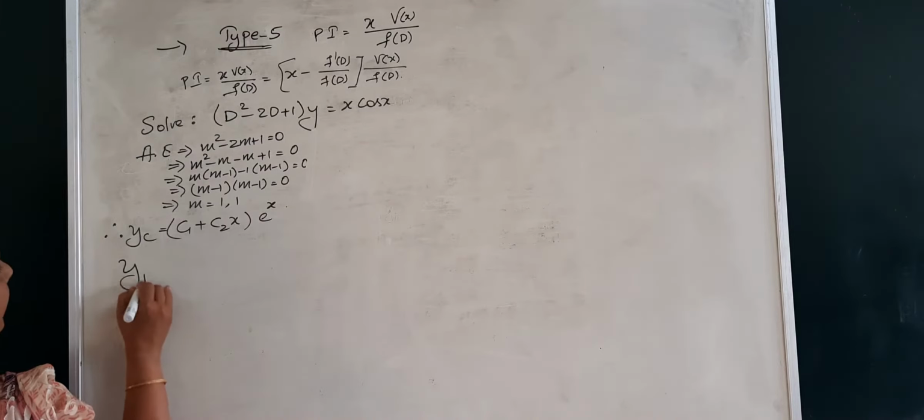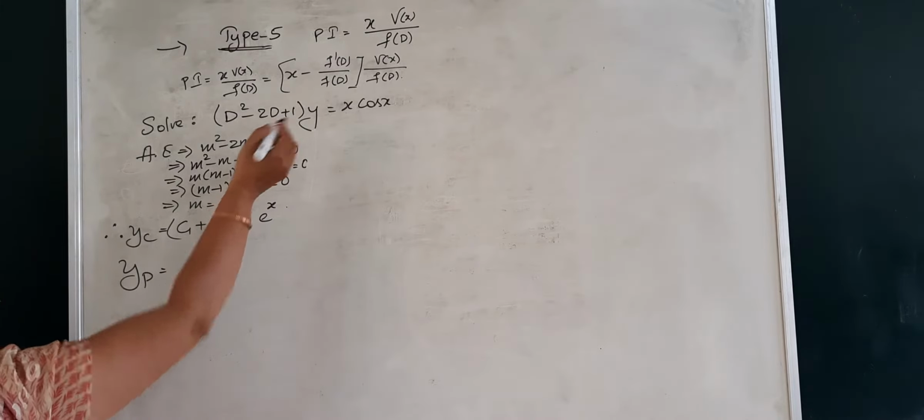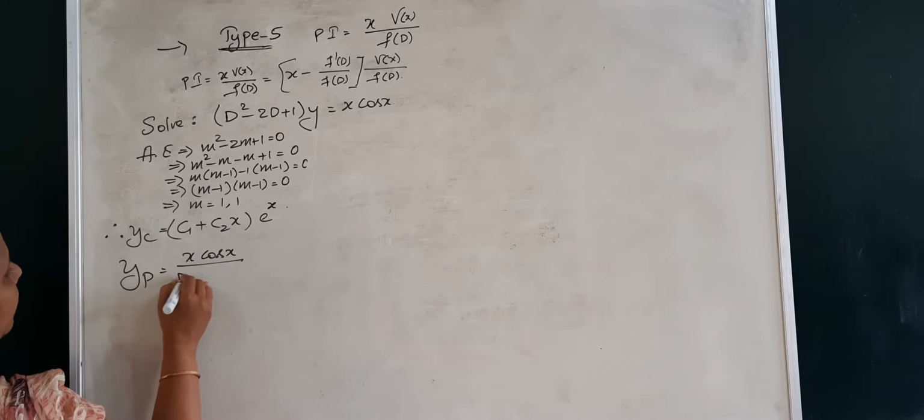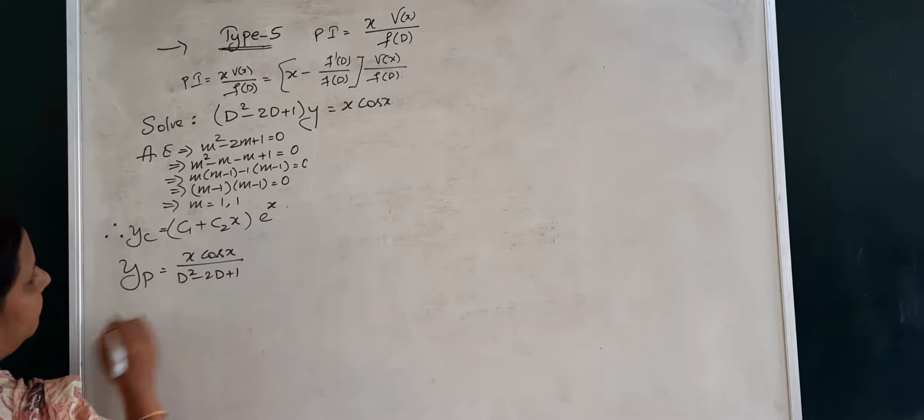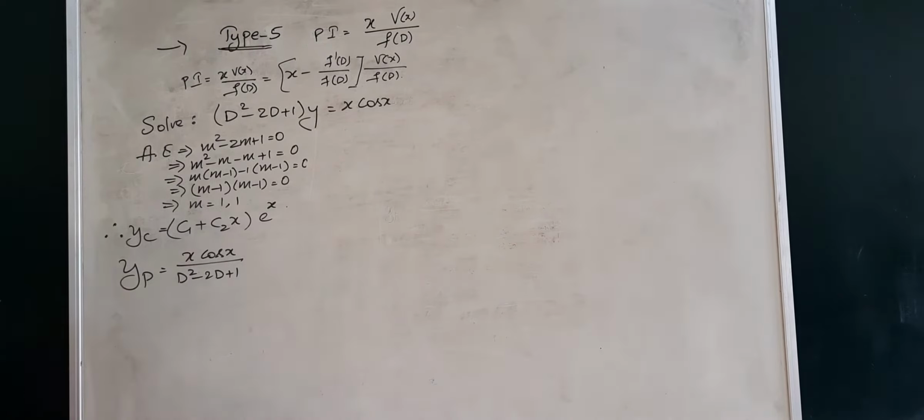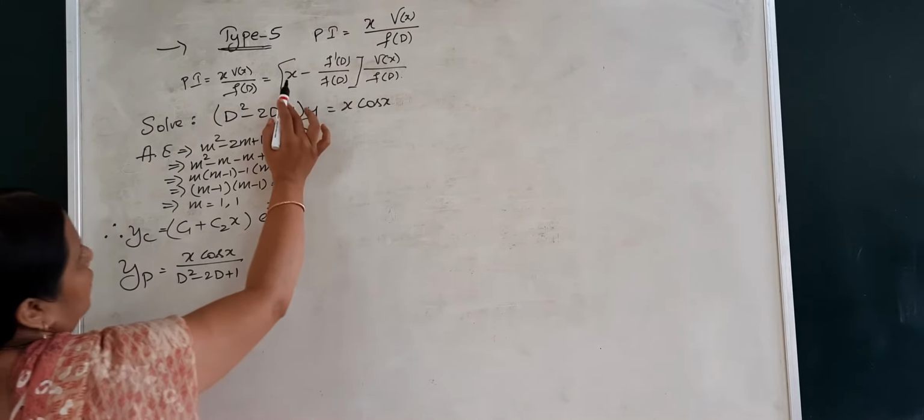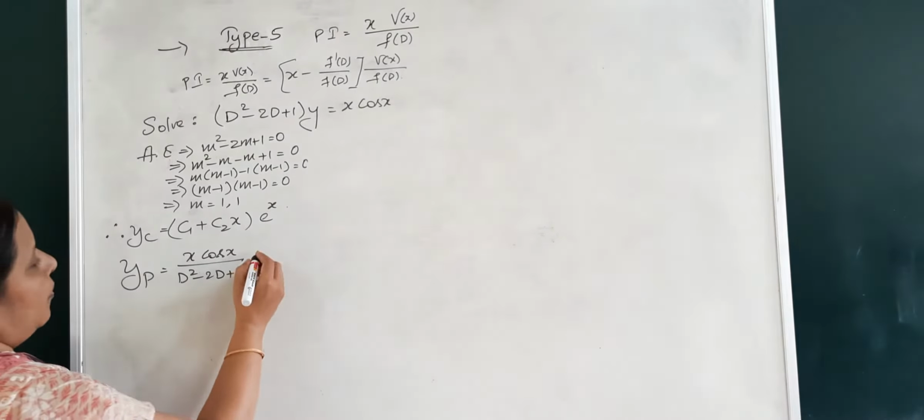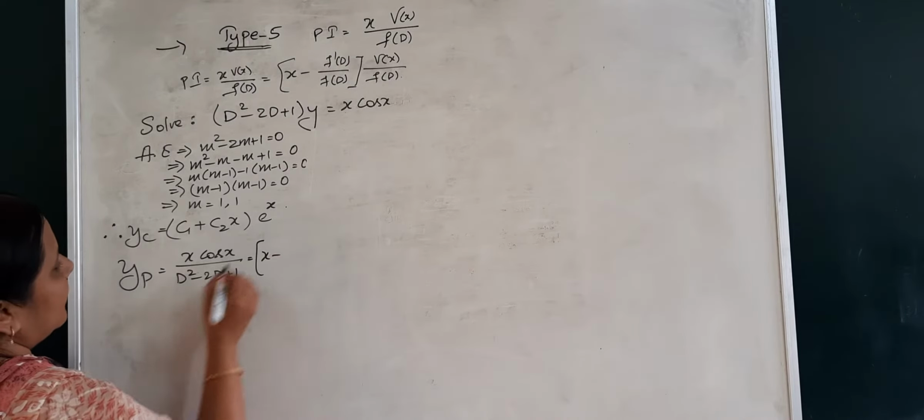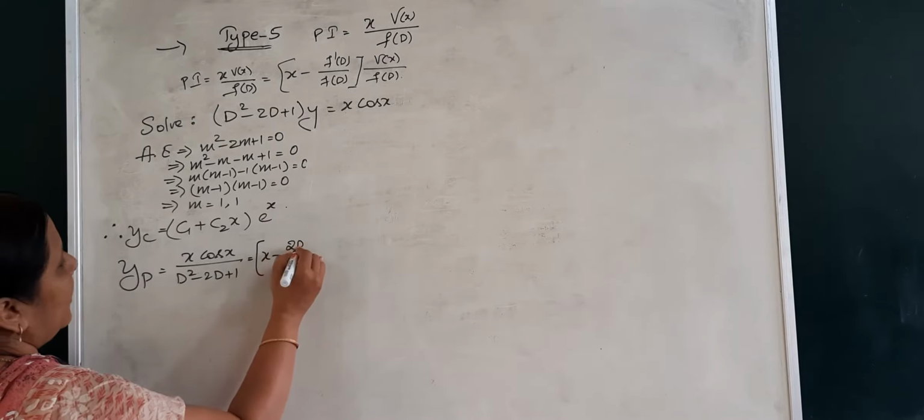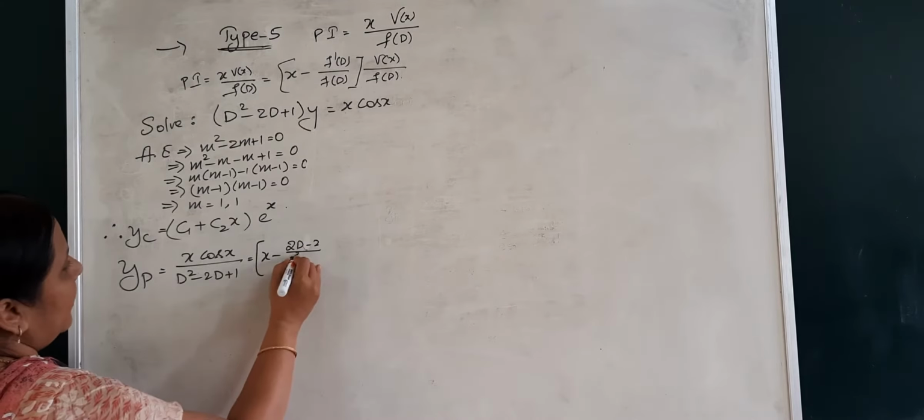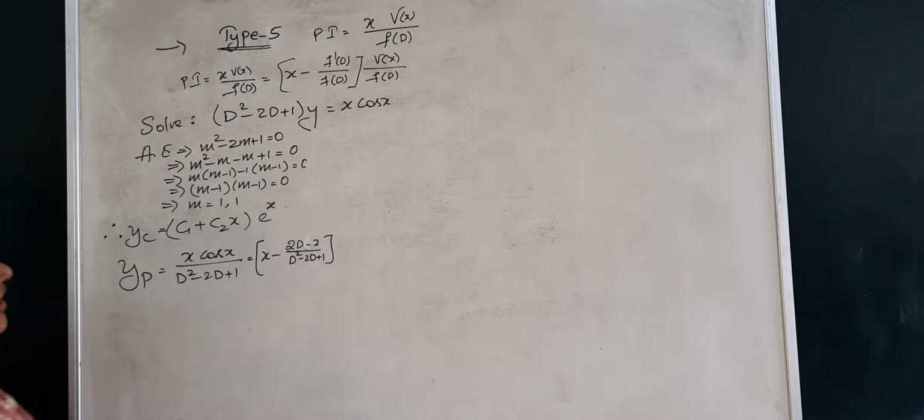Now coming to the yp part. yp is equal to x cos x, which is the phi of x, divided by f of D, which is D² − 2D + 1. This is in the pattern of the fifth type. Let us see how we expand it by applying this formula. So x minus the derivative of f of D, which is 2D − 2 + 0, divided by D² − 2D + 1, into v of x.